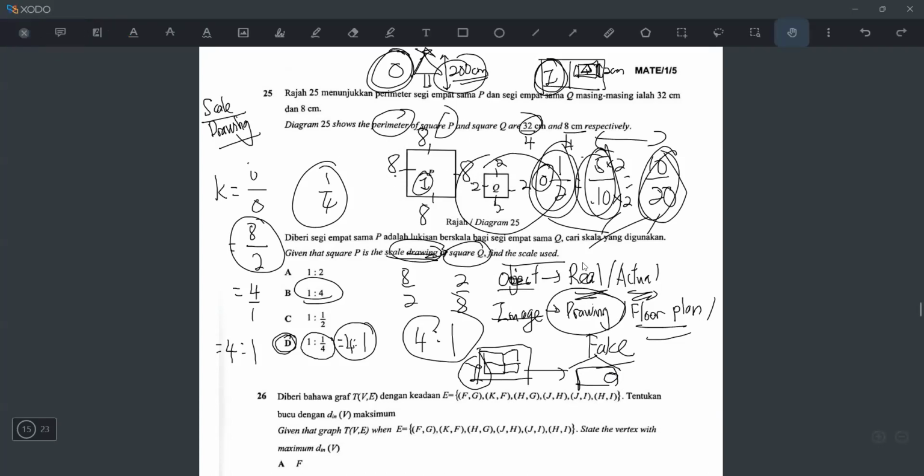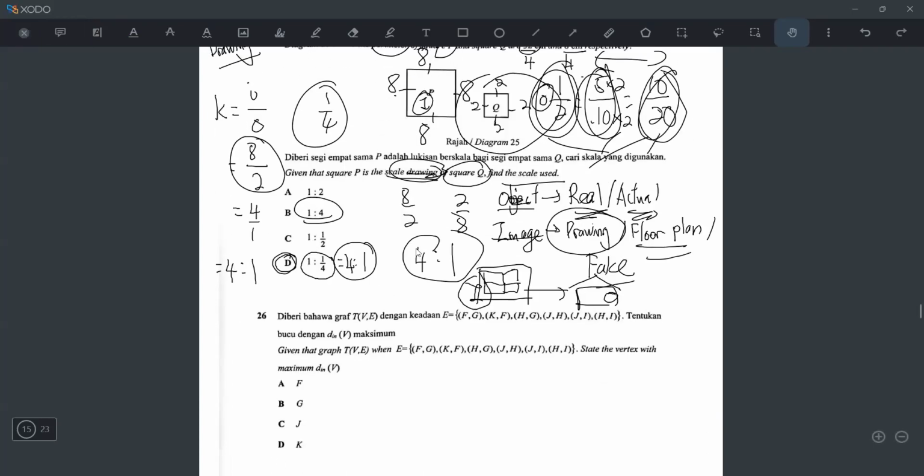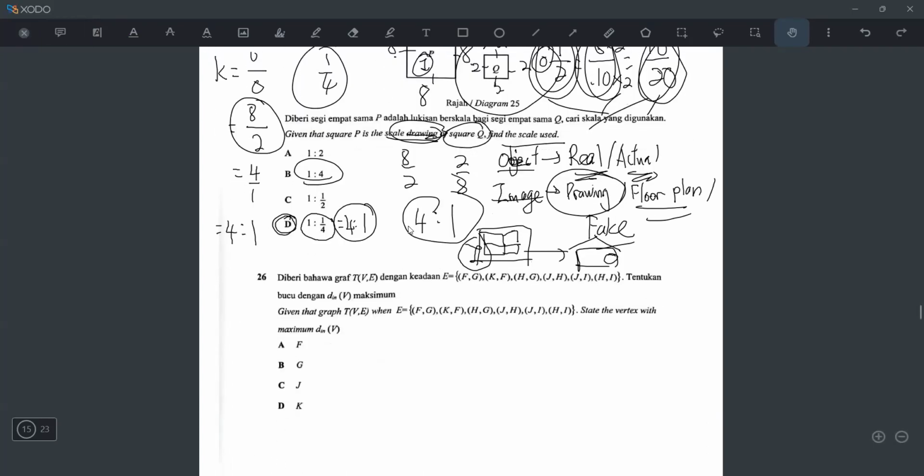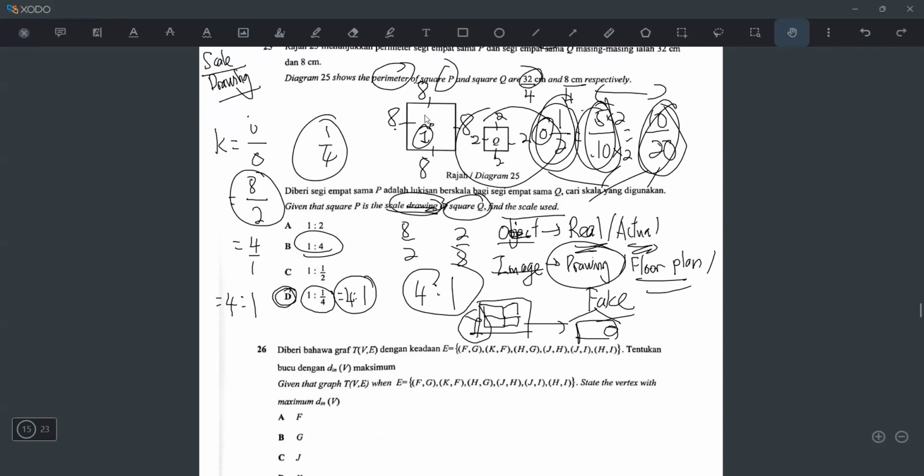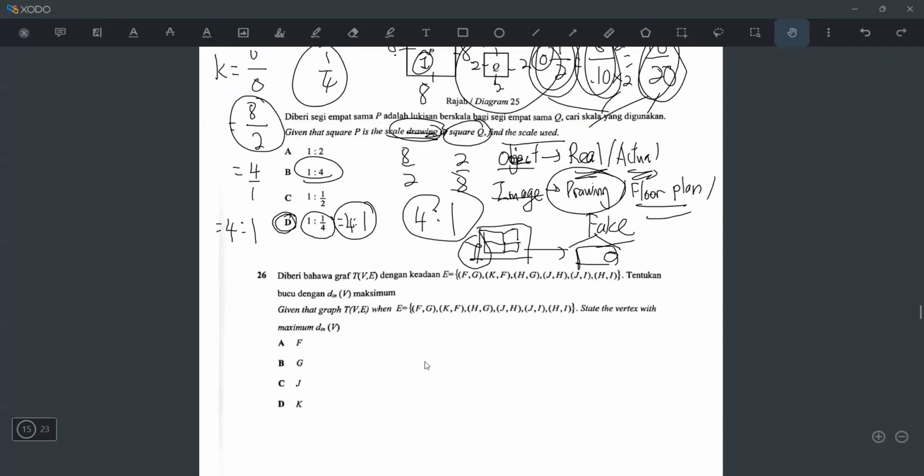Okay. So you memorize this, you will know how to determine which is the object, which is the image now. So remember, if they say P is drawing, means P is the image. Okay, just remember all these keywords.